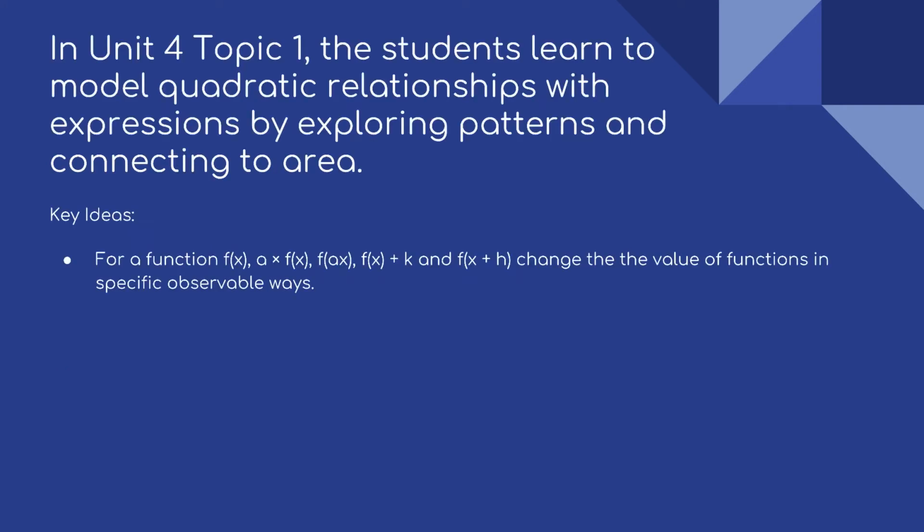In Unit 4, Topic 1, the students have learned to model quadratic relationships with expressions by exploring patterns and connecting to area. One of the key ideas as we go into Unit 4, Topic 2, is that for a function f of x, a times f of x, f of ax, f of x plus k, and f of x plus h change the value of the function in specific and observable ways.